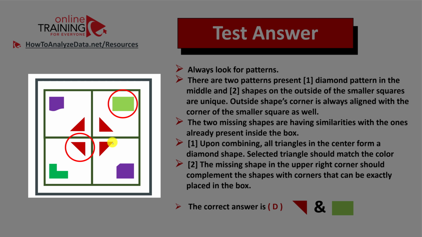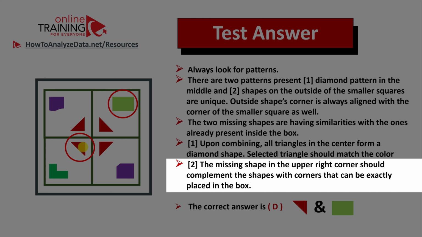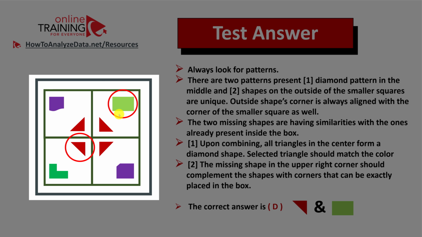Let's look at each one of these two patterns in more detail. You should look for the triangle which matches the color, and upon combining, it should build a diamond. For pattern 2, the missing shape in the upper right corner should complement the shapes with the corners that can be exactly placed in the box. In this case, we selected the green rectangle.